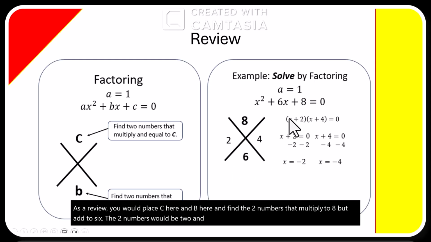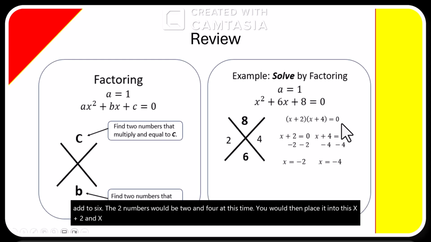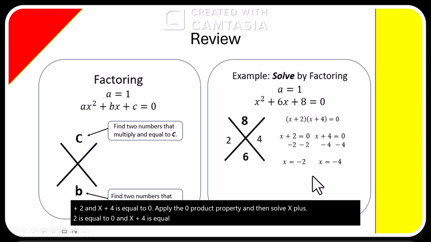At this time, you would then place it into this: x plus 2 and x plus 4 is equal to 0. Apply the zero product property, and then solve x plus 2 is equal to 0 and x plus 4 is equal to 0 and solve as seen. Your answers would be x is equal to -2 and x is equal to -4.